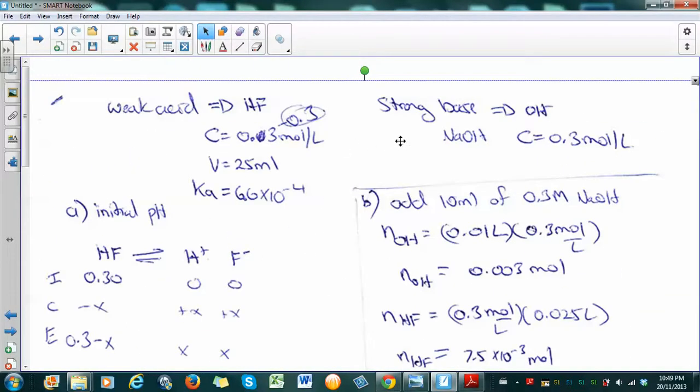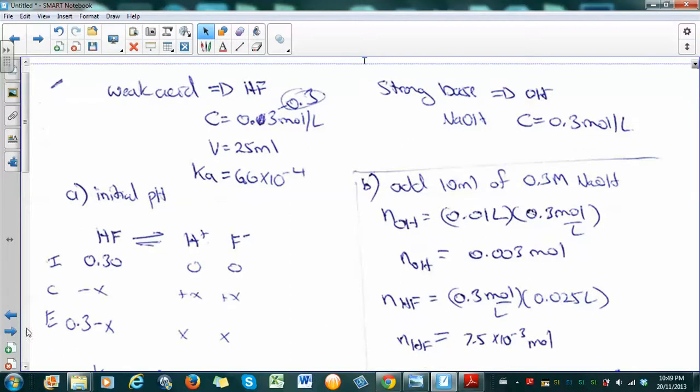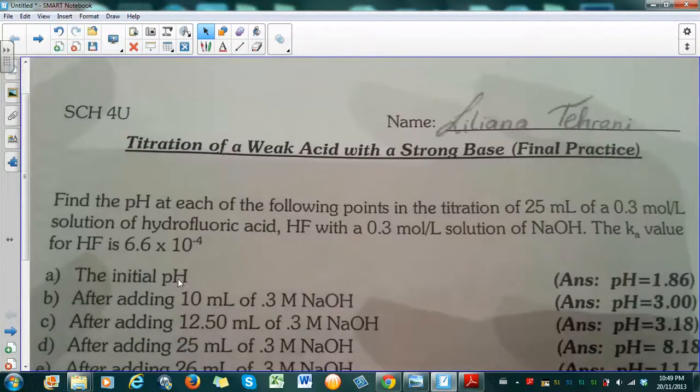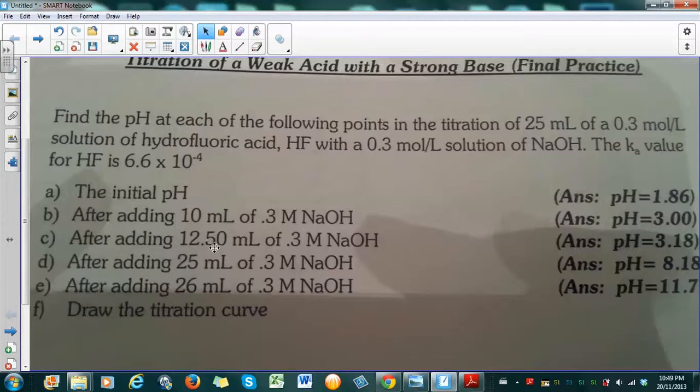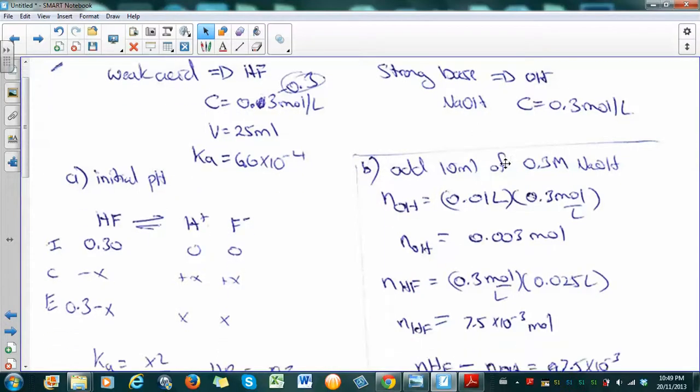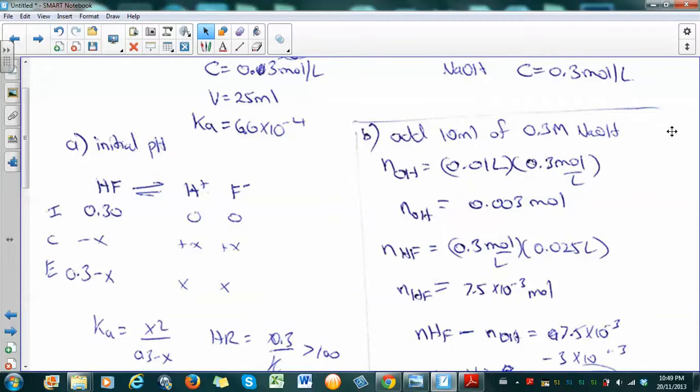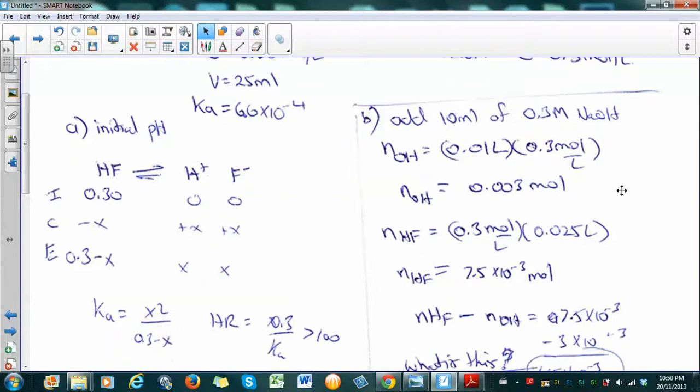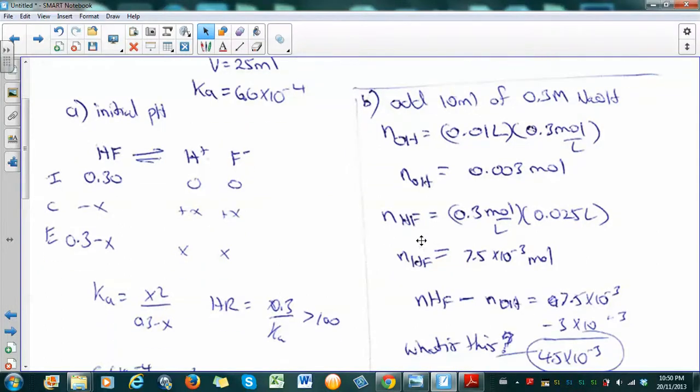Now for B, the question is asking about the pH after adding 10 mL of 0.3 molar NaOH. So now we calculate the moles. The moles of OH, basically just this, because we don't have to worry about the Na, is 0.01 liters, because that's 10 mL, times its concentration, which is 0.003 moles. Now the moles of HF is its concentration times its volume, which is 7.5 times 10 to the negative 3, or 0.0075.